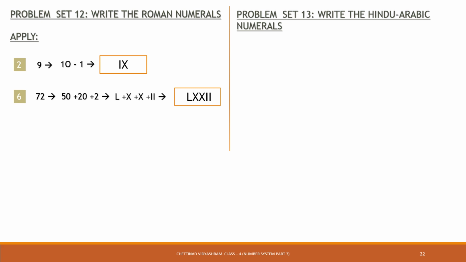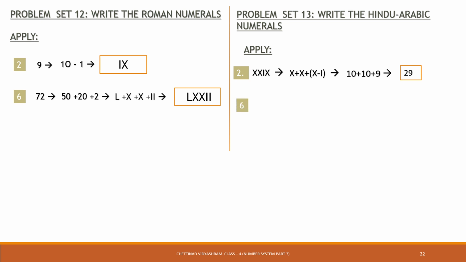Problem set 13. Write the Hindu-Arabic numerals. Apply part, second sum. XXIX. The first two X's are in the proper order. Next, we have a smaller numeral and then a bigger numeral. So the small is coming to the left hand side of the bigger numeral, so there is a subtraction operation over there. So it is X plus X plus X minus I, which is 10 plus 10 plus 9, which is 29. So the Hindu-Arabic numeral for XXIX is 29.